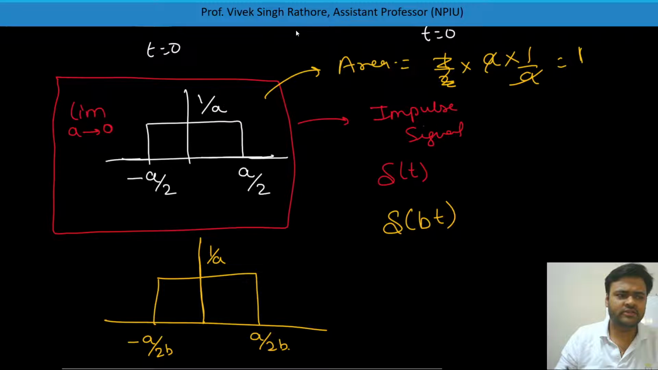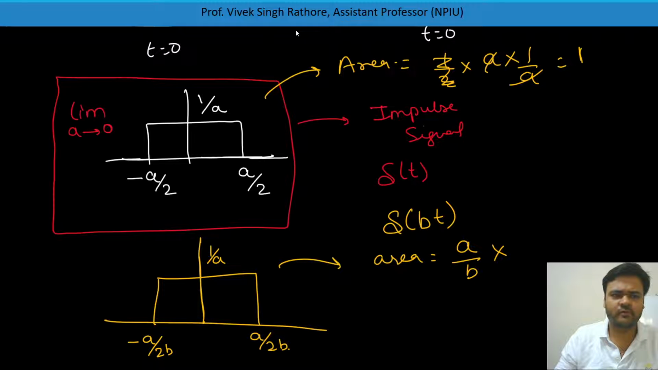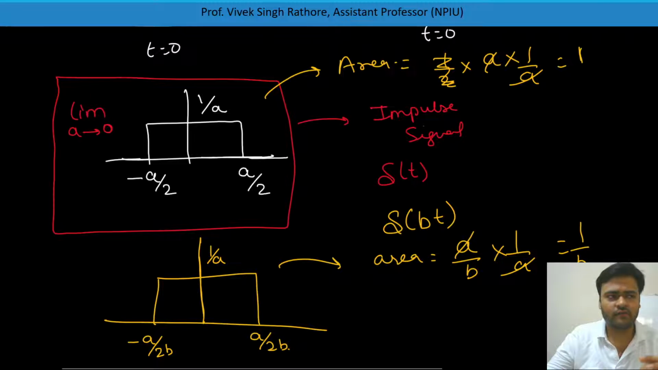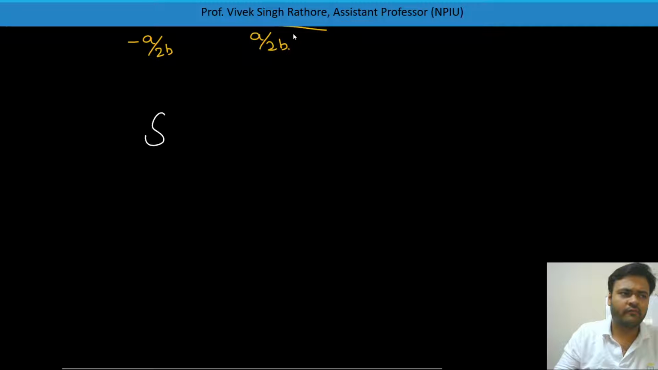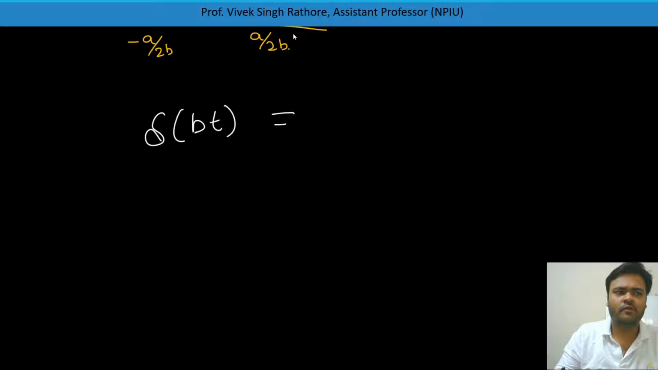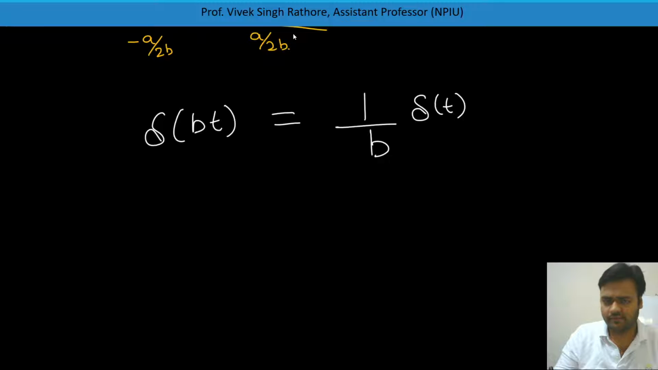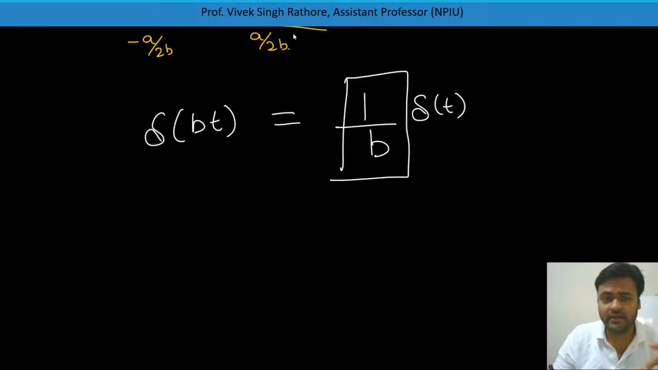Now just calculate this signal's area. The base is minus a by 2b plus a by 2b, which is a by b, and the height is 1 by a, so the answer is 1 by b. So we have concluded that when we apply time scaling with scaling factor b to an impulse signal, we get area 1 by b. That is why, whenever we do delta bt, you get 1 by b into delta t, because in front of an impulse signal you generally write the area of that signal.